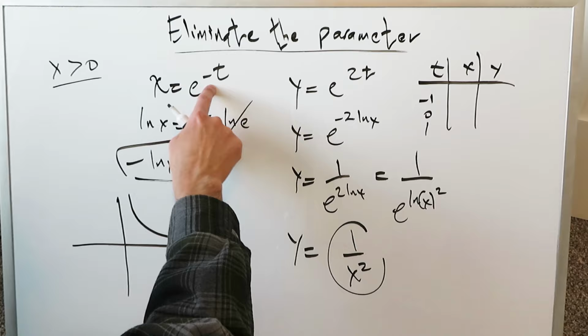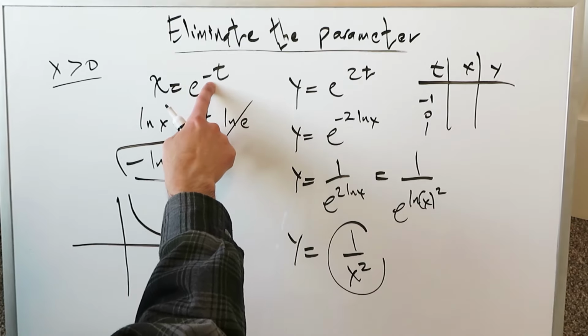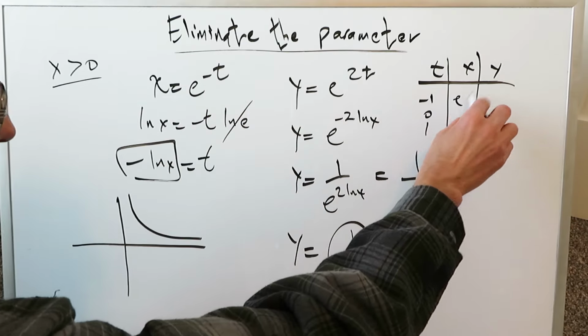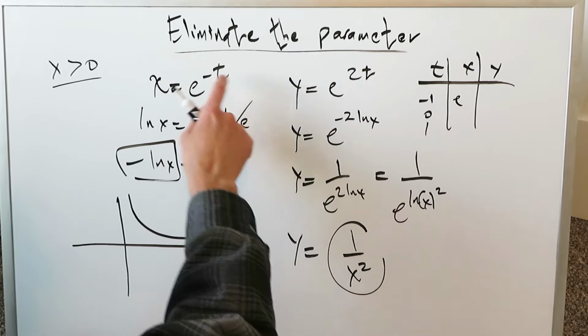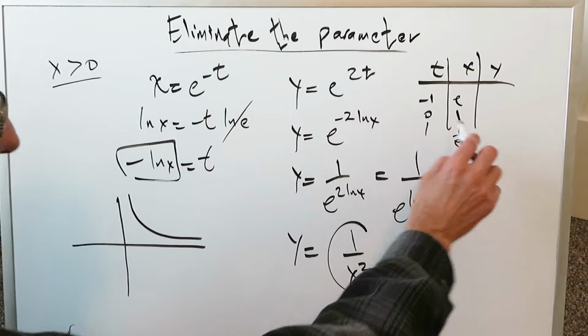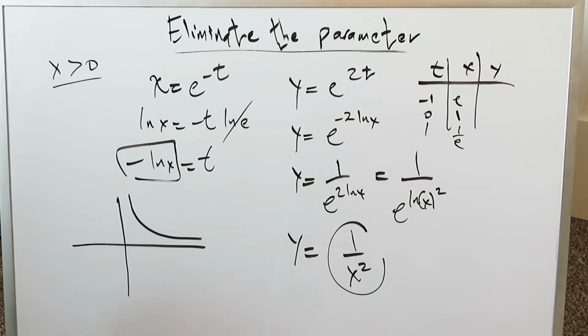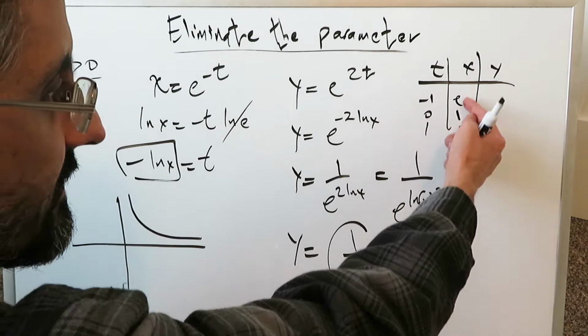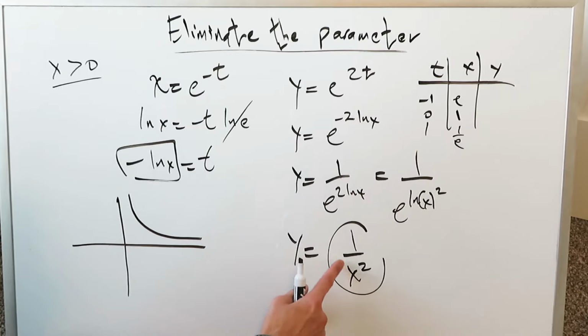When you put minus 1 over here, you're looking at e to the power of 1, and x is equal to e. When you're putting 0 over here, e to the power of 0, x is equal to 1. When you're putting 1 over here, you're looking at 1 over e, because x is equal to e to the power of minus 1, which is 1 over e. Now take these x-axis values and plug them right over here.